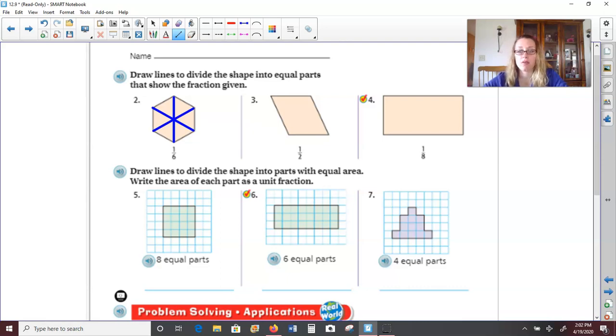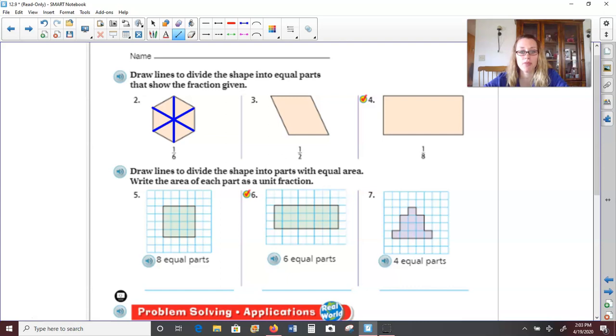And now you can see that my hexagon is split into a total of 6 equal parts. And each of those parts have the same area. They're the same size, same shape, so they take up the same amount of space. And each one of those shapes actually are the same shape, being that they are all triangles.